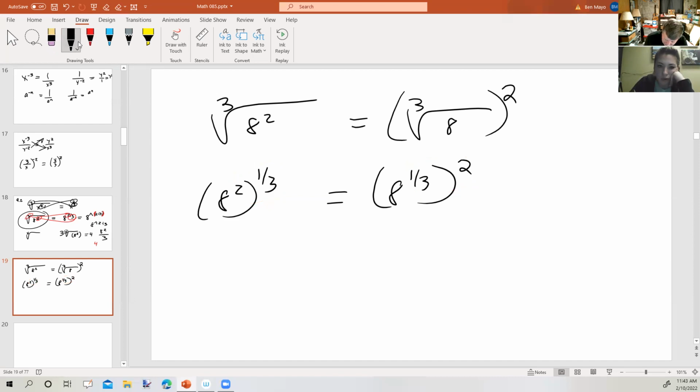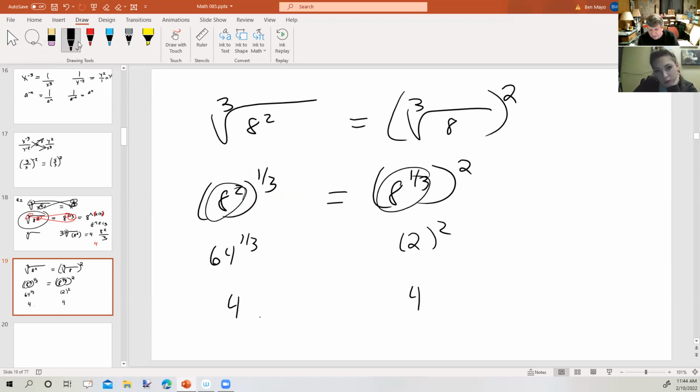I could do the exponent first and then the root, or I could do the root first and then the exponent. Which is easier, to take 8 and square it and make it huge and then take the cube root to make it smaller, or to take the cube root and make it smaller and then raise it to a power? Generally speaking, this is going to be easier, to take the root first. You should get the same result, but you have a choice as long as they both are real.